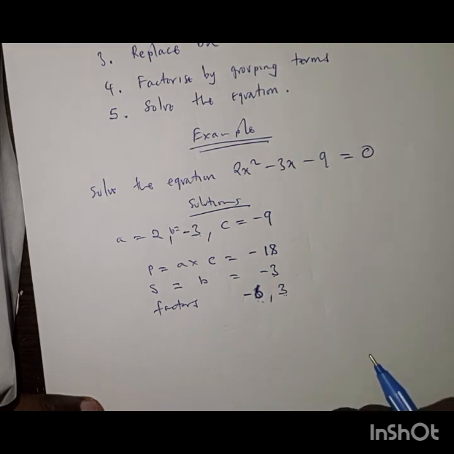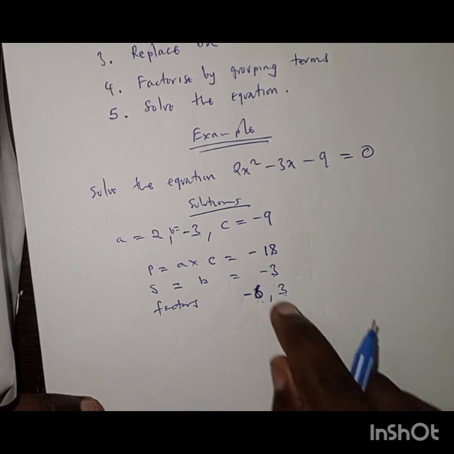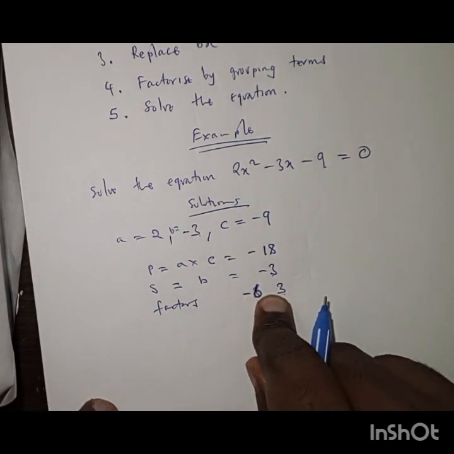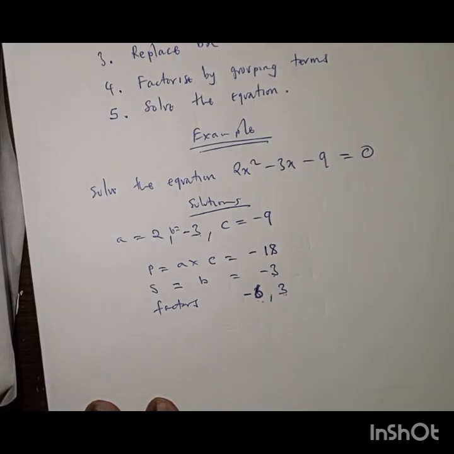Step 3, we are going to replace these 2 factors where there is a bx. So bx is 3x.